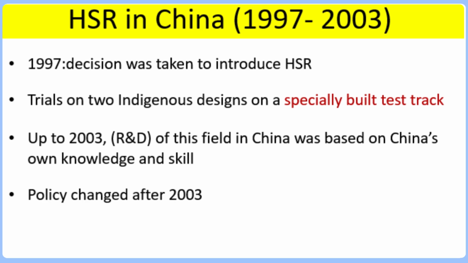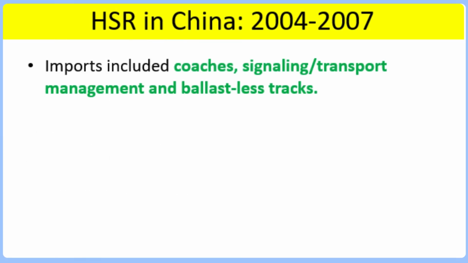As it was revealed to be too slow to catch up with the fast-growing national economy, the government decided to change its method of realizing HSR from its own internal development to the introduction of technologies from developed countries. China's change of ways of realizing high-speed railways in 2003 was very clever to catch up with developed countries and to become the world's best high-speed railway holder. The main technical imports include coaches, signaling, transport management, and ballastless tracks.